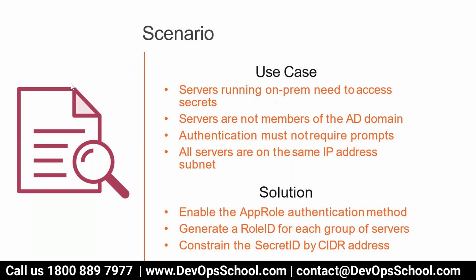The AppRole authentication method, which can be used for scripts or applications. So enable the AppRole authentication method and generate a role ID and secret ID. Create a role ID for each group of servers, and constrain the secret ID by the CIDR address. That means when you generate a secret ID, the secret ID will work only from the IP address range of your subnet. So that's the second scenario.